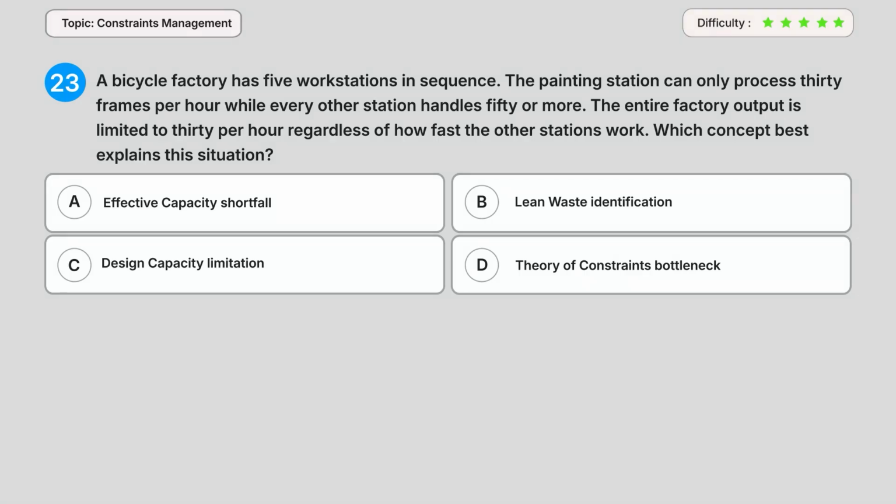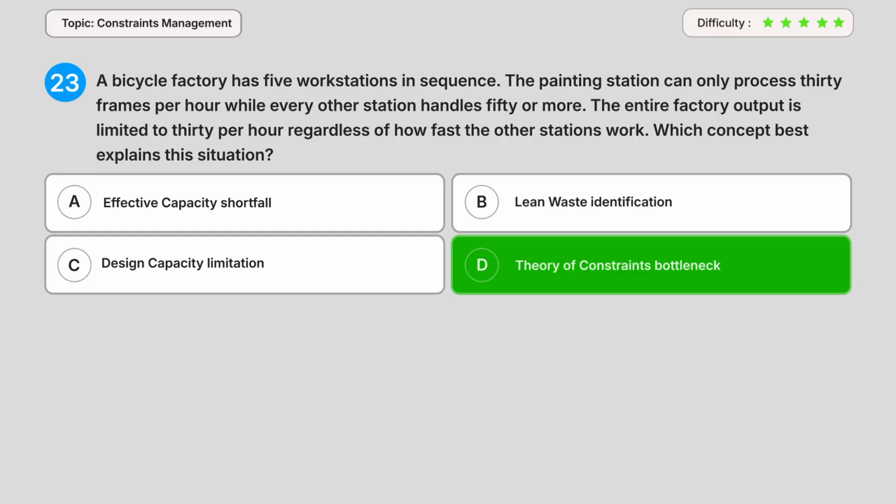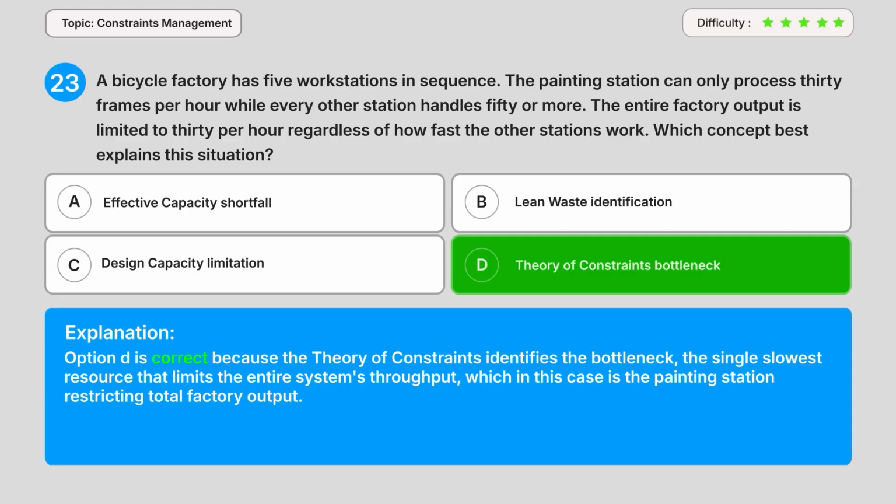Correct answer, D. Theory of constraints bottleneck. Explanation. Option D is correct because the theory of constraints identifies the bottleneck, the single slowest resource that limits the entire system's throughput, which in this case is the painting station restricting total factory output.